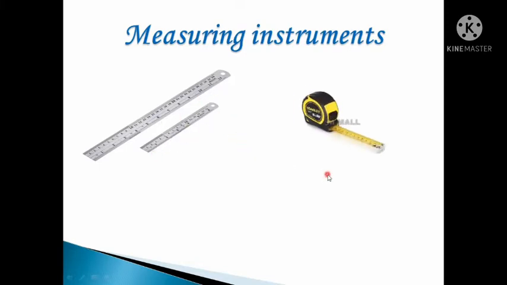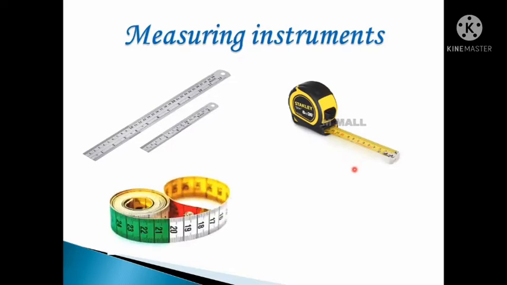Okay. And this is a tape for measuring smaller measurements, like tables, chairs, like that. You know that this is a tailor's tape. All tailors use it for measuring their cloth and all the measurements. For all the measurements, the tailor will be using this tape.